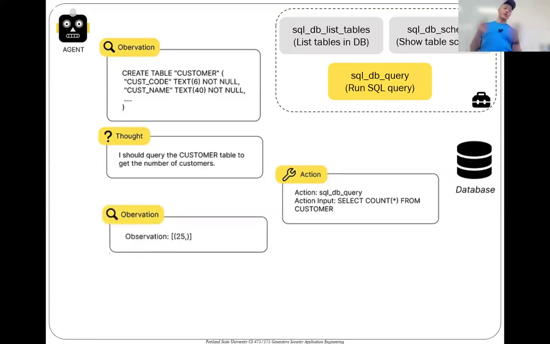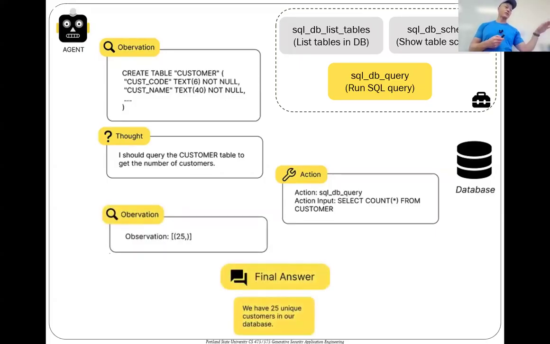And then it comes back, you got 25 rows. So 25 customers, and then the final answer comes back. Okay. So that is React. Questions about React and the tools?